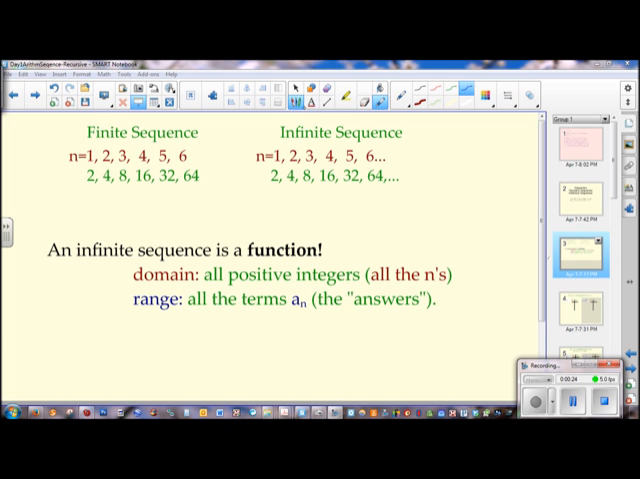The sequence of numbers here is actually what you're seeing on this line in green. The sequence is the 2, 4, 8, 16, 32, and 64. This has a limited number of terms in it. There are only 6 terms in the sequence, so we call that finite. This one, however, by showing the 3 ellipses at the end, the comma, and then the 3 dots there, is an infinite sequence. It means it continues forever.